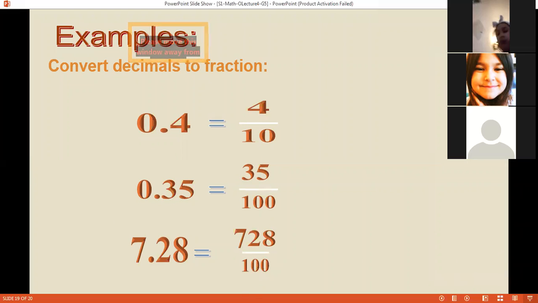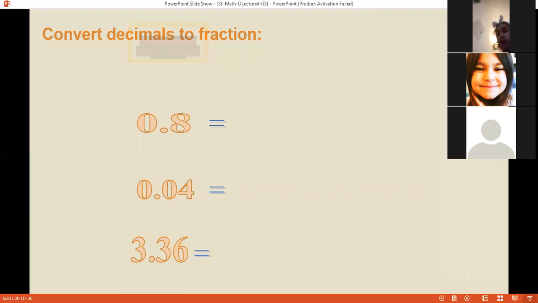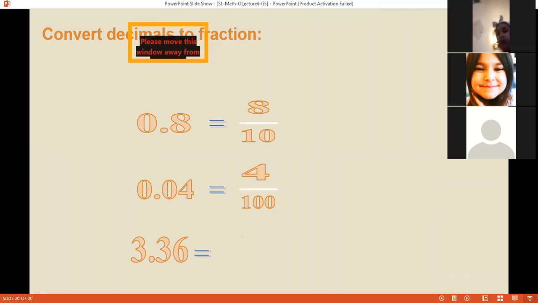Okay, let us do some more exercises. 0.8, how do I read it in word form? 8 tenths. Very good. So it's 8 over 10. Now 0.04, it's read as what? 4 hundredths. So it's 4 over 100. Do you agree? 3.36 is 336 over 100.